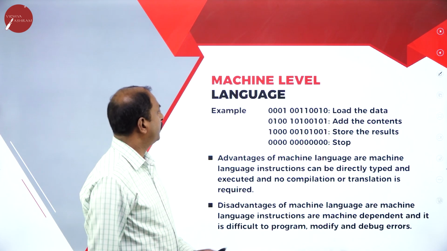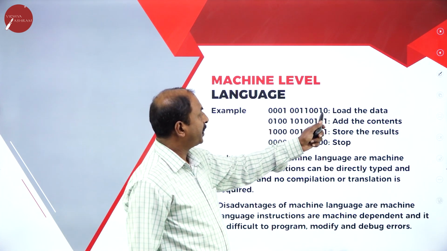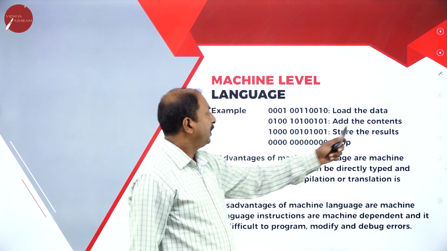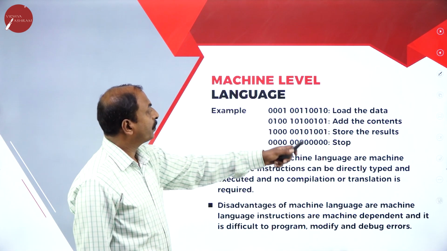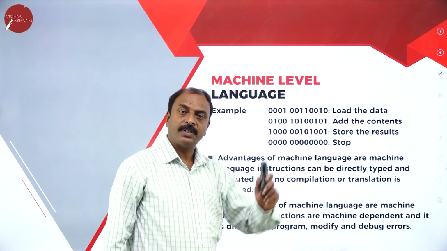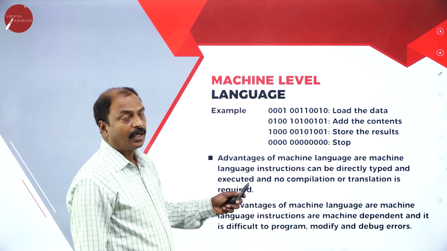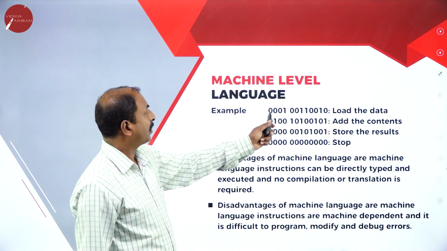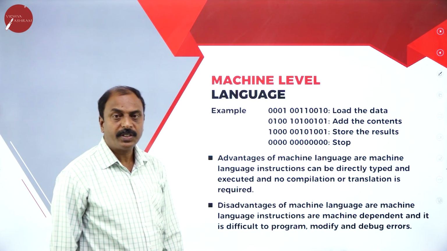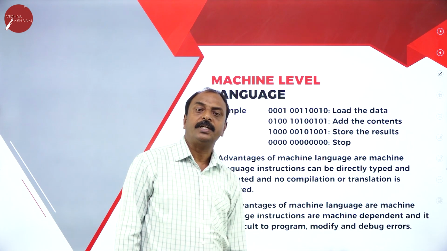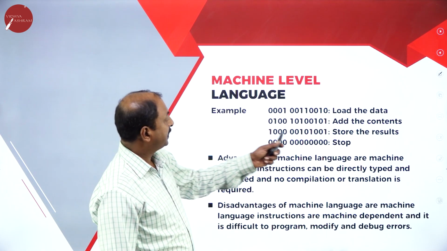Now let us see the examples. Look at the example here. This is one instruction to load the data, this is another instruction to add the content, and others to store the result as well as stop the execution. All these instructions are a combination of zeros and ones. Being human beings, it is very difficult to remember the codes for each and every operation in a computer system. So these are the examples.